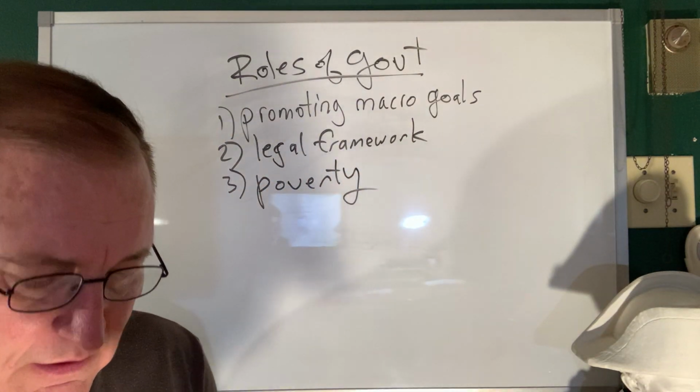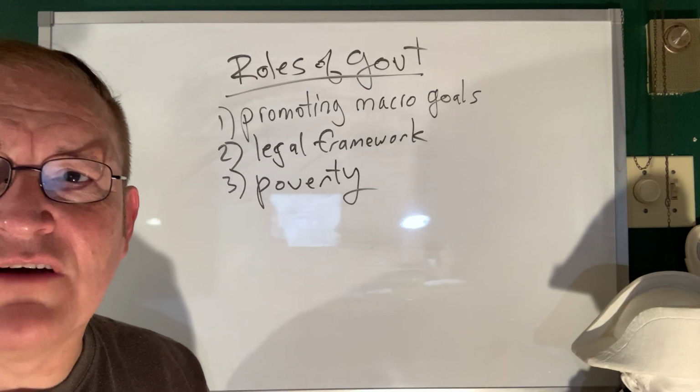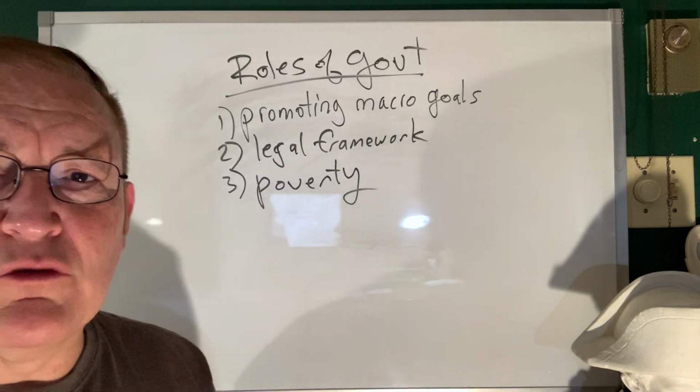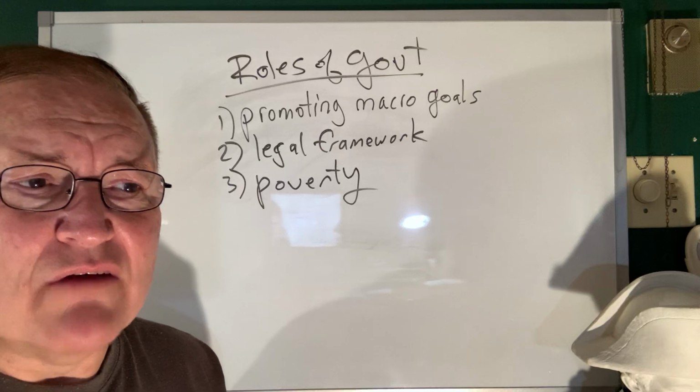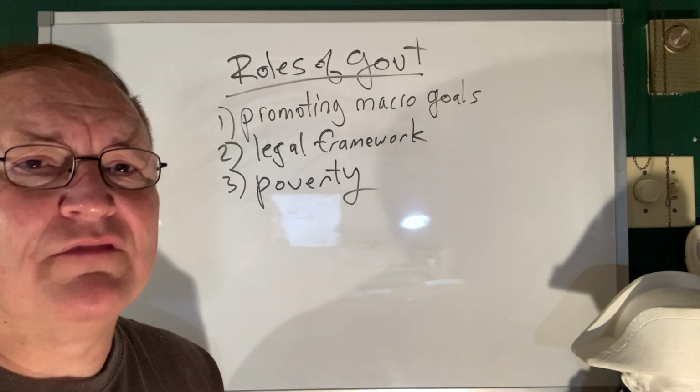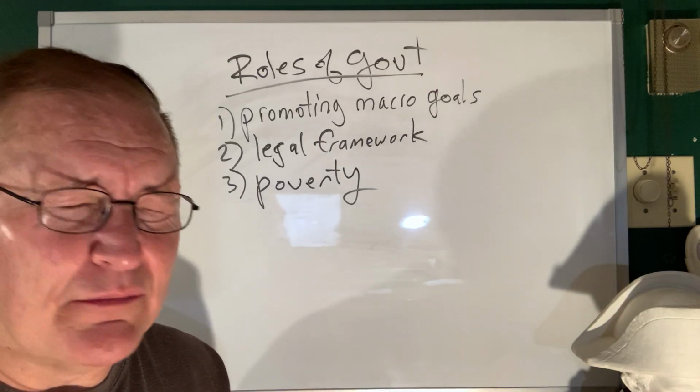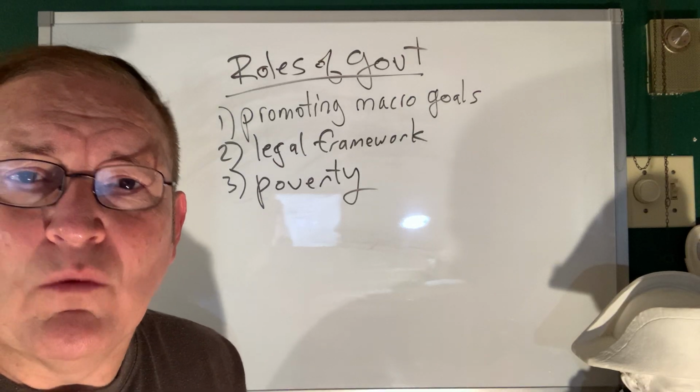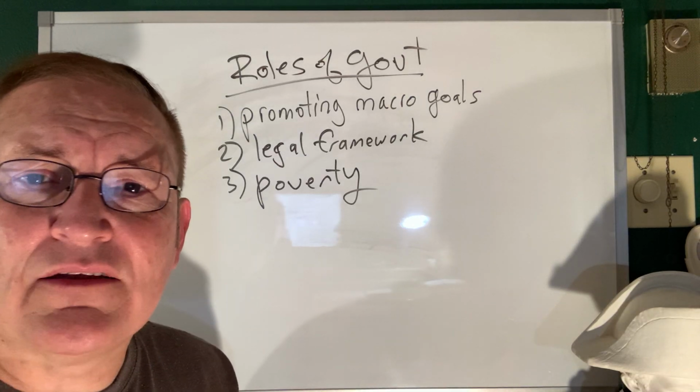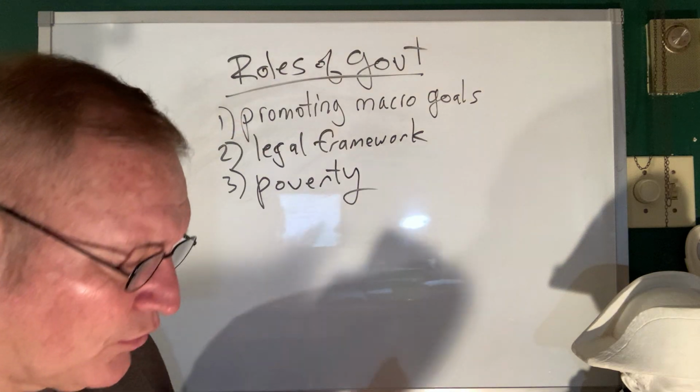Poverty. One of the roles of the government is to deal with poverty. So poverty has always been a problem for every society since the beginning of time. And the way in which the government handles that and addresses that is important, okay?